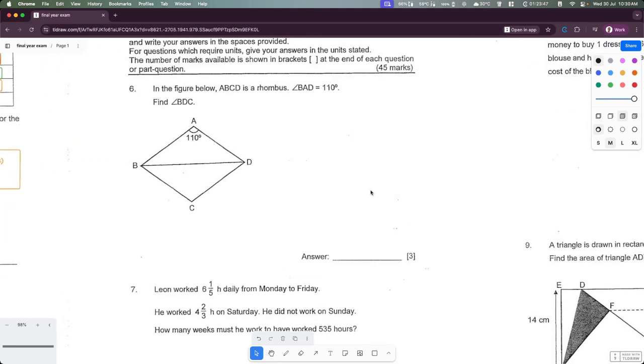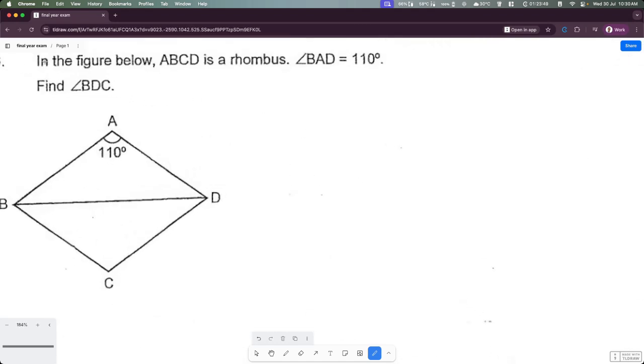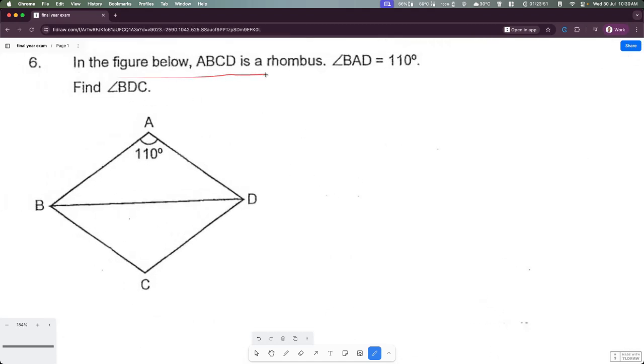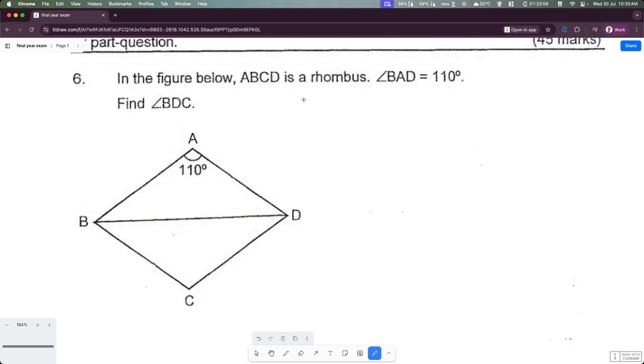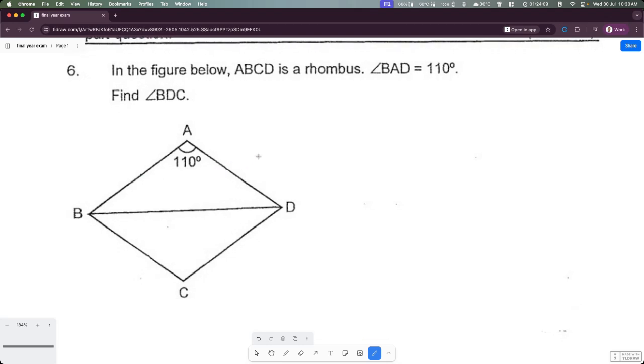Question number 6. Okay, question number 6 says, in the figure below, ABCD is a rhombus, BAD is 110 degrees. Find BDC. So BDC. Okay, so rhombus means opposite angles are the same, right? If you cut it into half, then it will become an equilateral triangle. In this case over here, right?